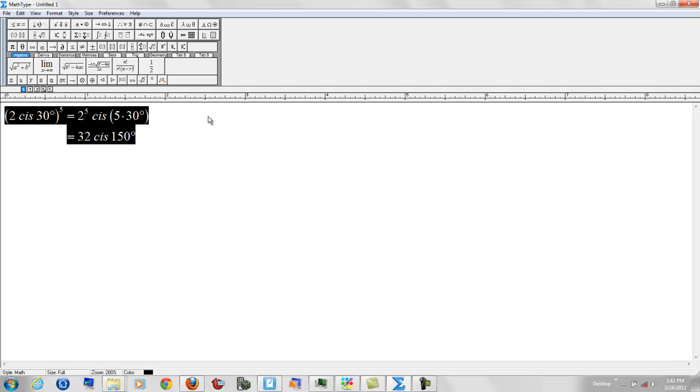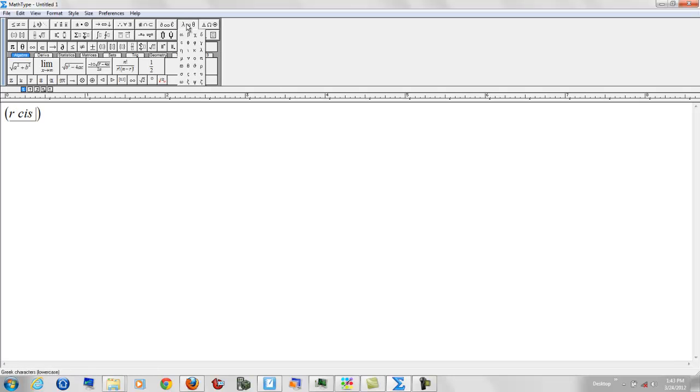So now I can generalize this. If I wanted 2 cis 30 degrees to the nth power, well, I would just take 2 to the nth power cis n times 30 degrees. Or I could further generalize. We take the general form of a complex polar, and that is r cis theta. And if we want to raise that to the nth power, we get r raised to the nth power cis n times theta.